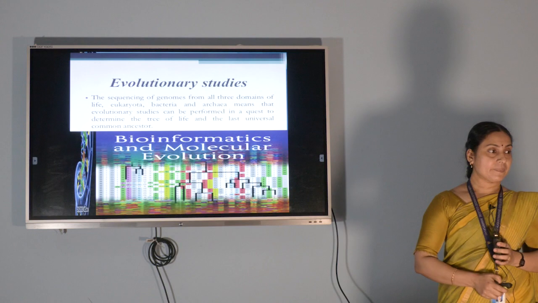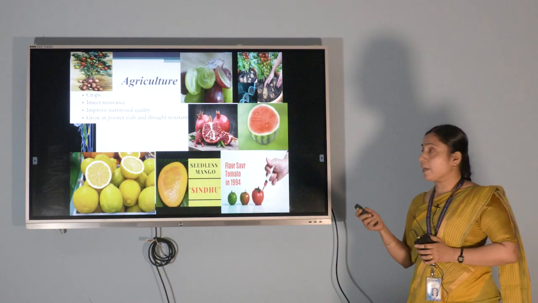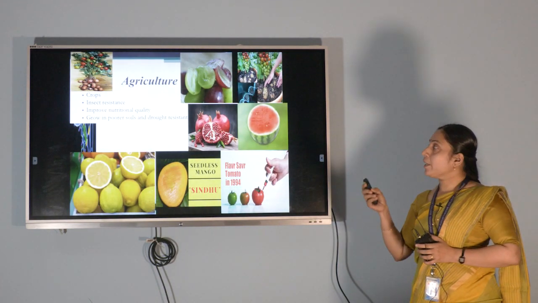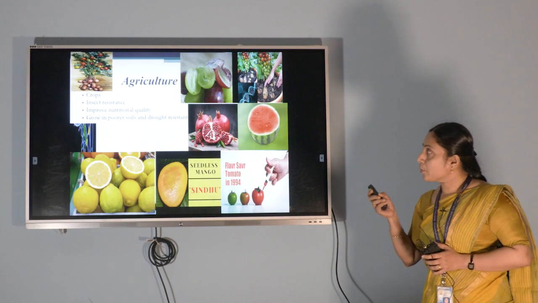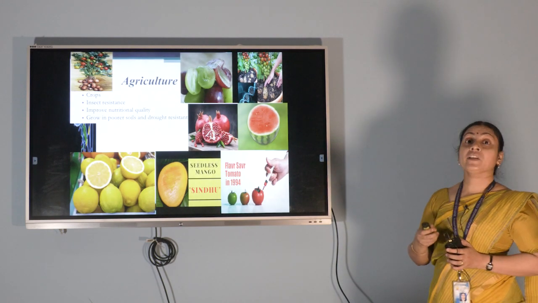So these are other important applications in bioinformatics. It's also utilized in evolutionary studies, at the molecular level.